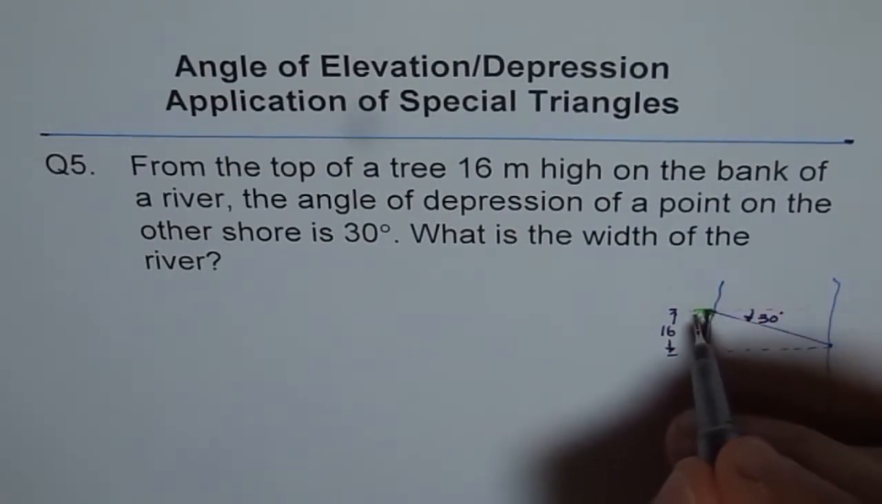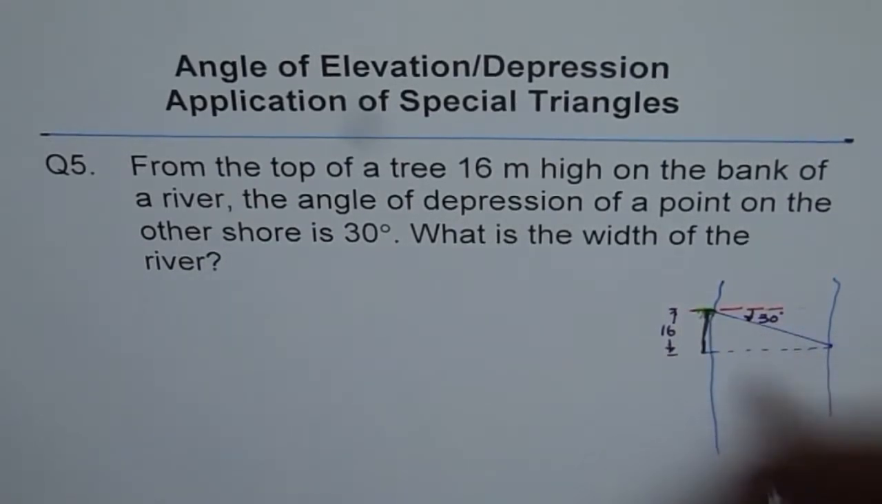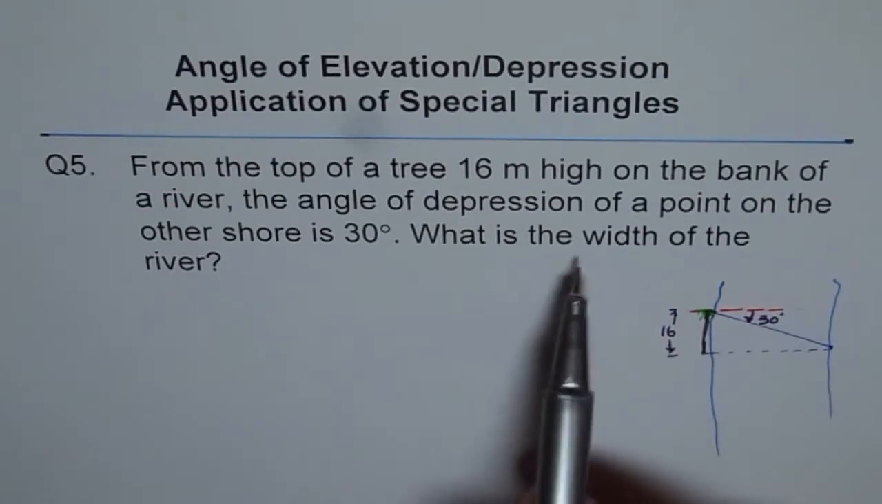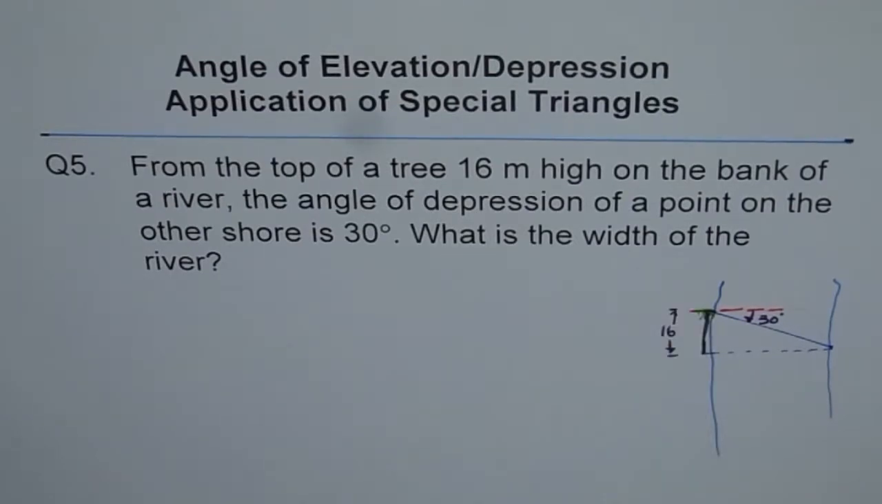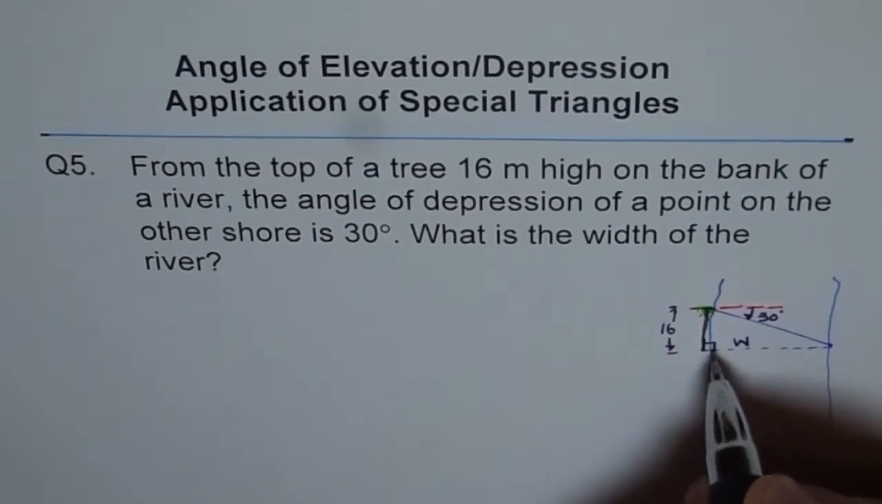Let's make it very clear. So that is your horizontal line. So the angle of depression is always the angle from the horizontal, moving downwards like this, correct? Now, what is the width of the river? So we want to find the width of the river. That is this. And we know this is 90 degrees.